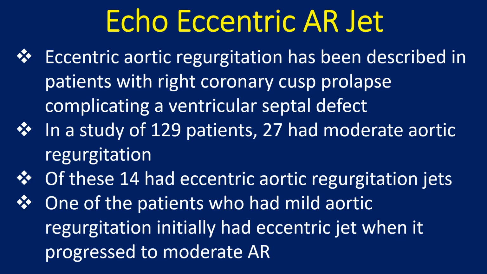Eccentric aortic regurgitation has been described in patients with right coronary cusp prolapse complicating a ventricular septal defect. In a study of 129 patients, 27 had moderate aortic regurgitation. Of these, 14 had eccentric aortic regurgitation jets. One of the patients who had mild aortic regurgitation initially had eccentric jet when it progressed to moderate AR.